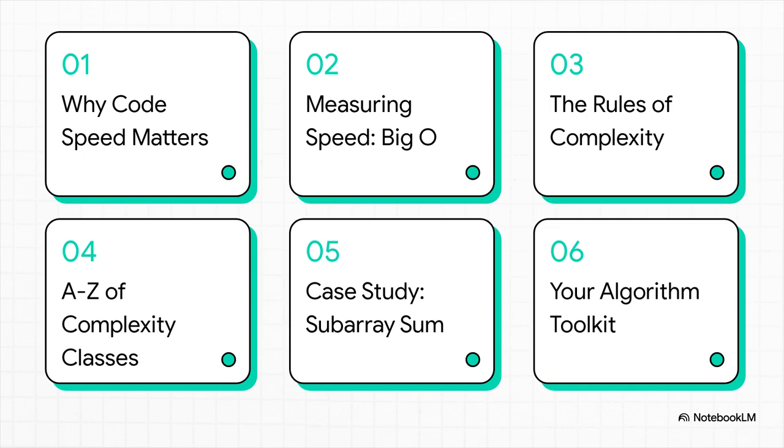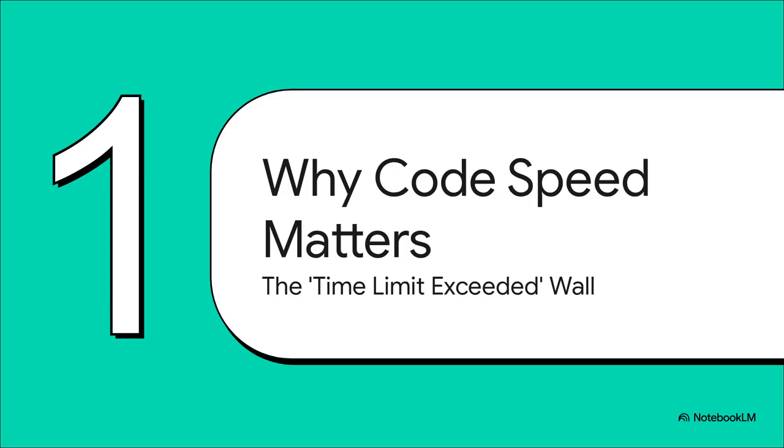First, we'll talk about why speed even matters. Then we'll get into how to measure it with something called Big O. We'll learn the rules, check out the different speed classes, see it all in action with a case study, and then we'll wrap up with a toolkit you can start using right away. Okay, let's kick it off.